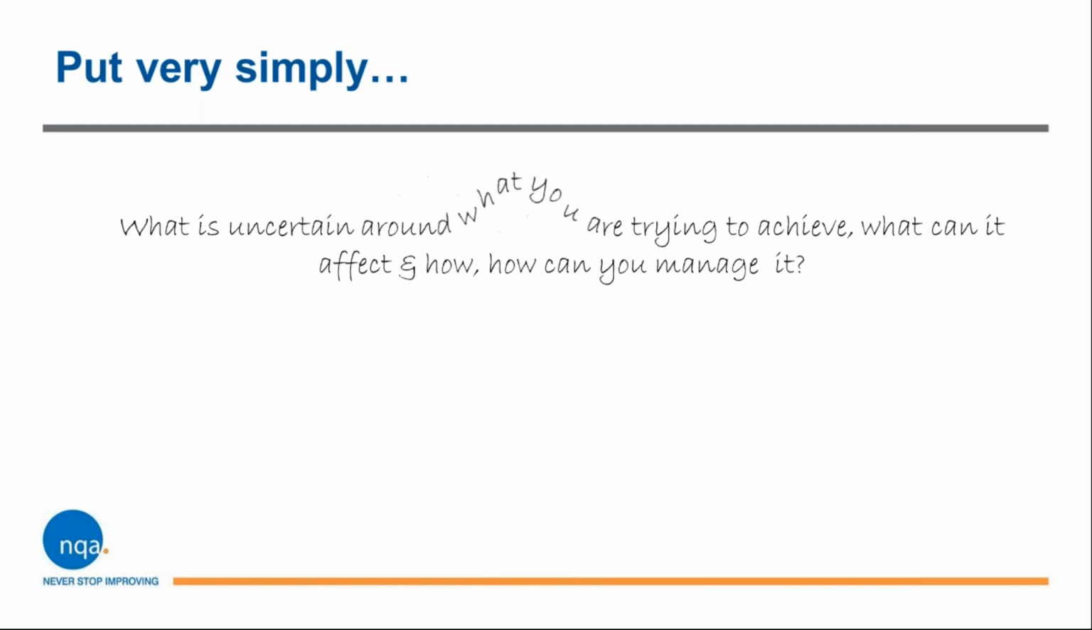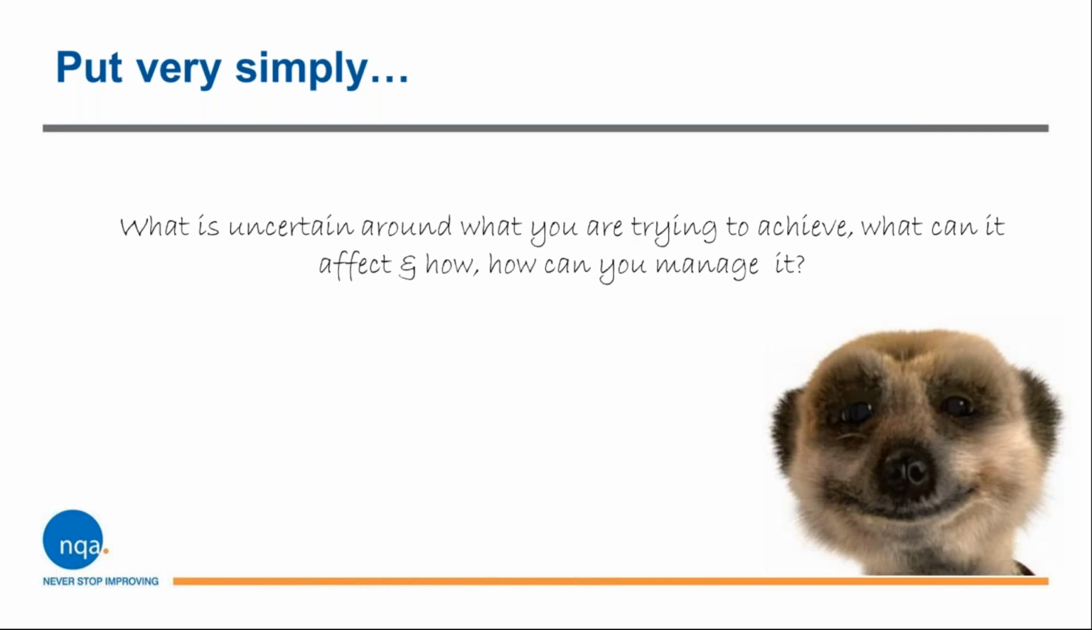So, obviously a lot of slides there, a lot of words. Hopefully it's been of relevance, and it's given you some value and something else to think about. Putting it very basically, and coming back to what I said a little while ago, it's really about what is uncertain around what you're trying to achieve, what can it affect, and how can you manage it? So look at what you're trying to achieve, be that your policy statements, your objectives or compliance and so on.